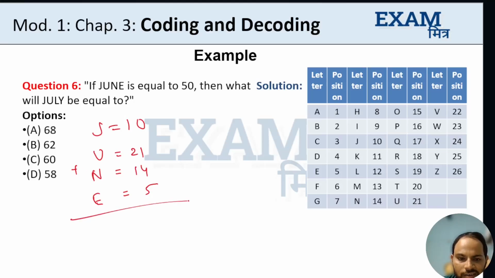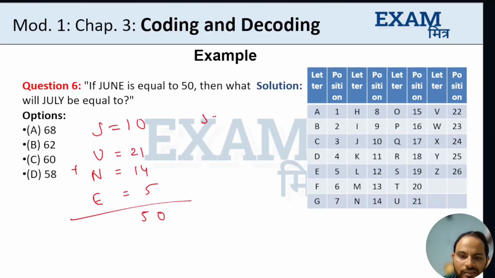Now let's add all these values. You will see that the sum is 50. That means, how are we getting the value of June as 50? We are just adding the position of each letter of the word June.